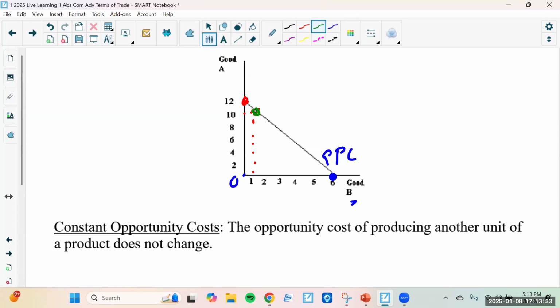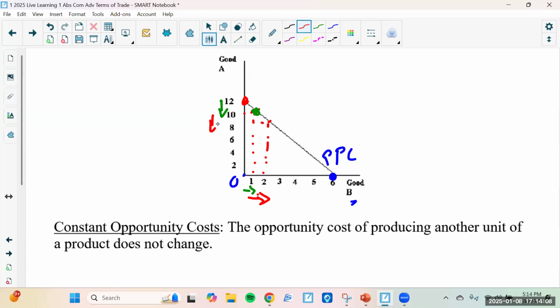So what did we give up to go from 0 B to 1 B? We went from 0 to 1. What did we give up? We gave up 2 units of good A. We went from 12 to 10. What if we go the next step, to 8 and 2? When we go to 8 and 2, we gain 1 unit of B. What do we give up? We give up 2 units of A. What we say there is the opportunity cost for 1 unit of B is 2 units of A.